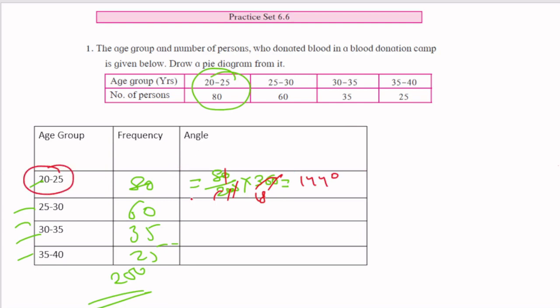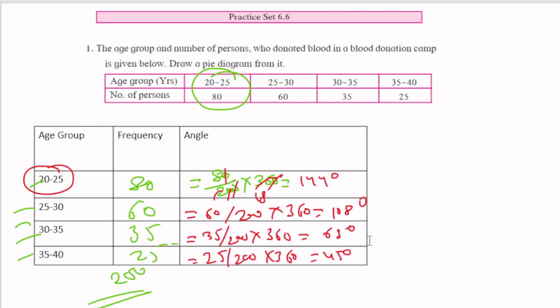Similarly, we have to calculate for all the others. Let's do that quickly: 60 divided by 200 into 360. I have calculated for all the others too. So 144, 108, 63 and 45. These are the angles, right? If you sum up, you'll get 360 only.